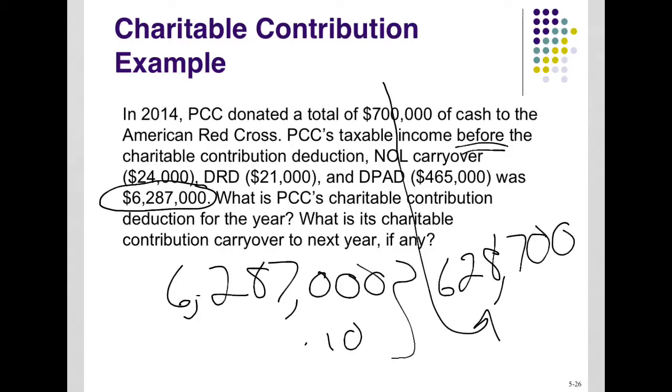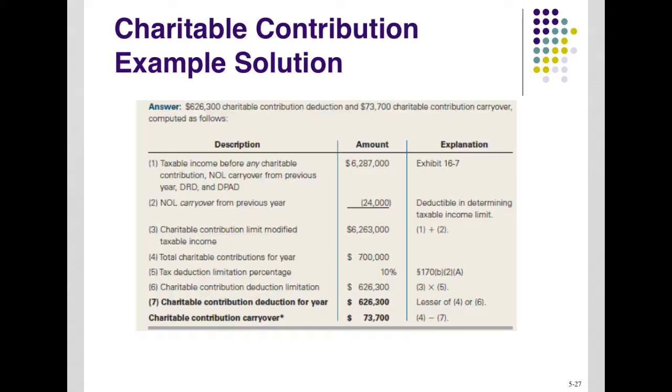Let's see if I'm even close to this. Let's see what happens when they do it. All right, so there's a slight difference. Oh, because they take the 10% as 70,000. What did I do wrong? Don't tell me.